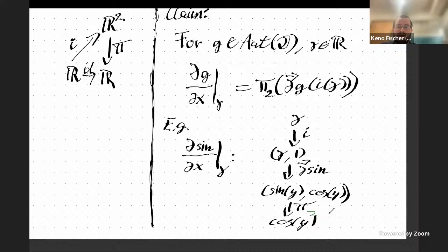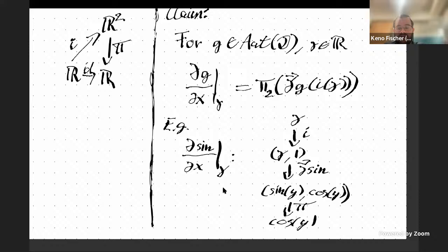Okay, if not, please again let me know, but I will move on to the next example. So, sorry, Keno, I am not very comfortable because you have a one and then it goes to cosine y. I mean, how does it go?